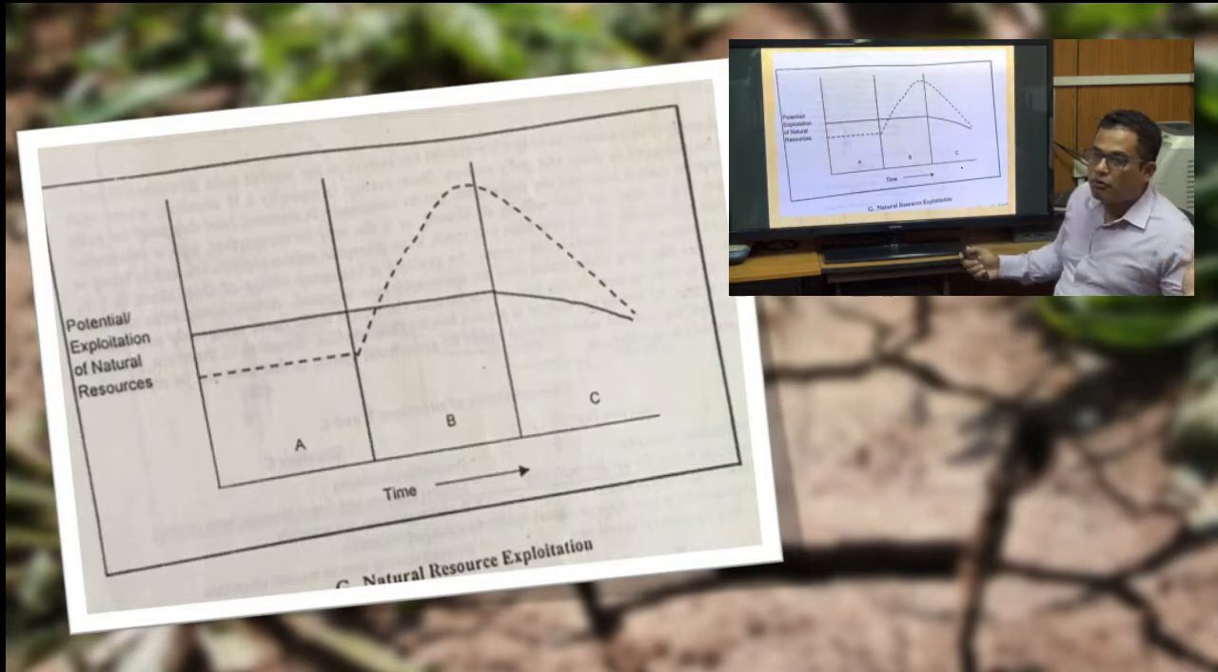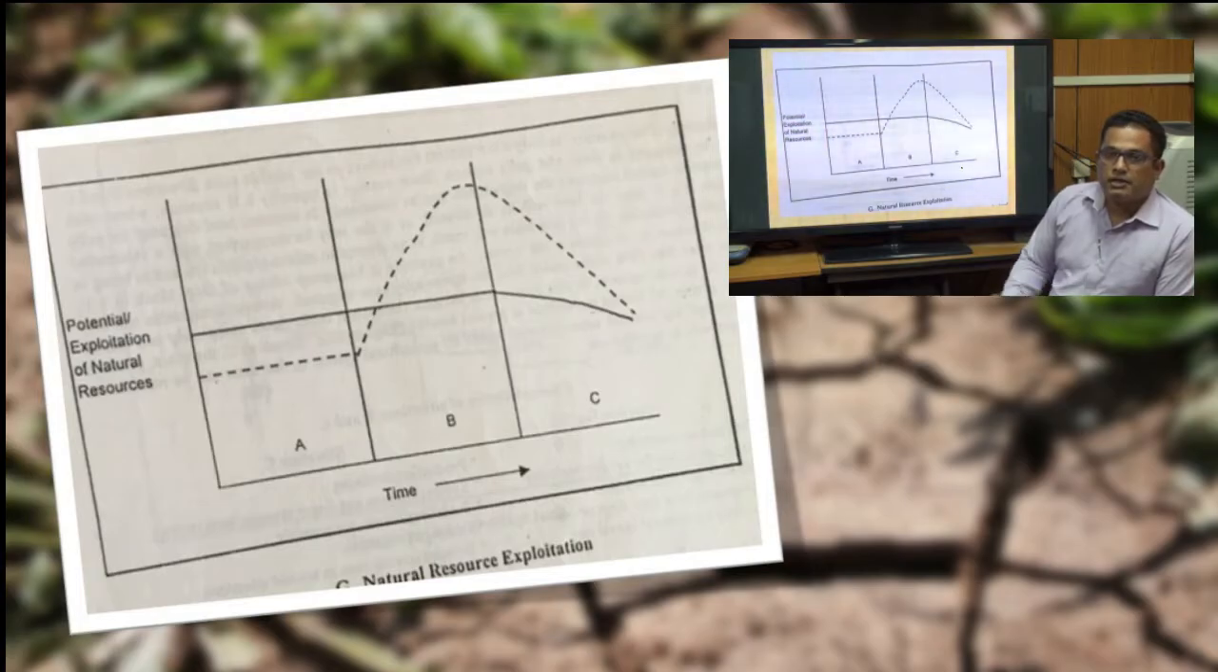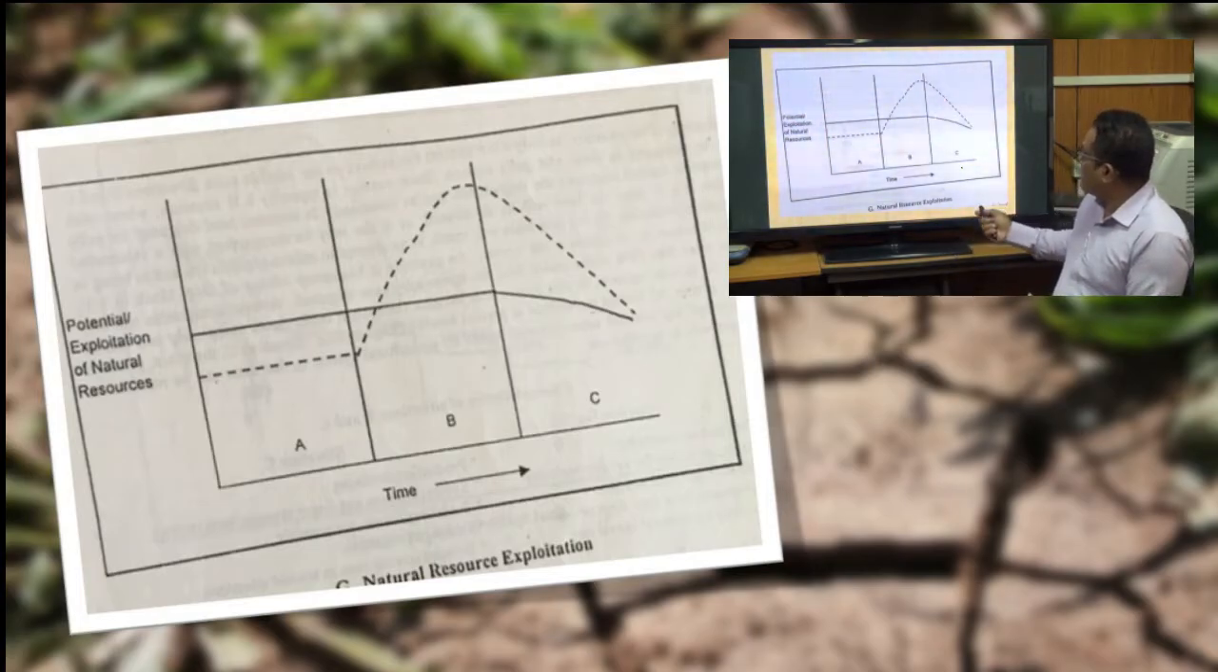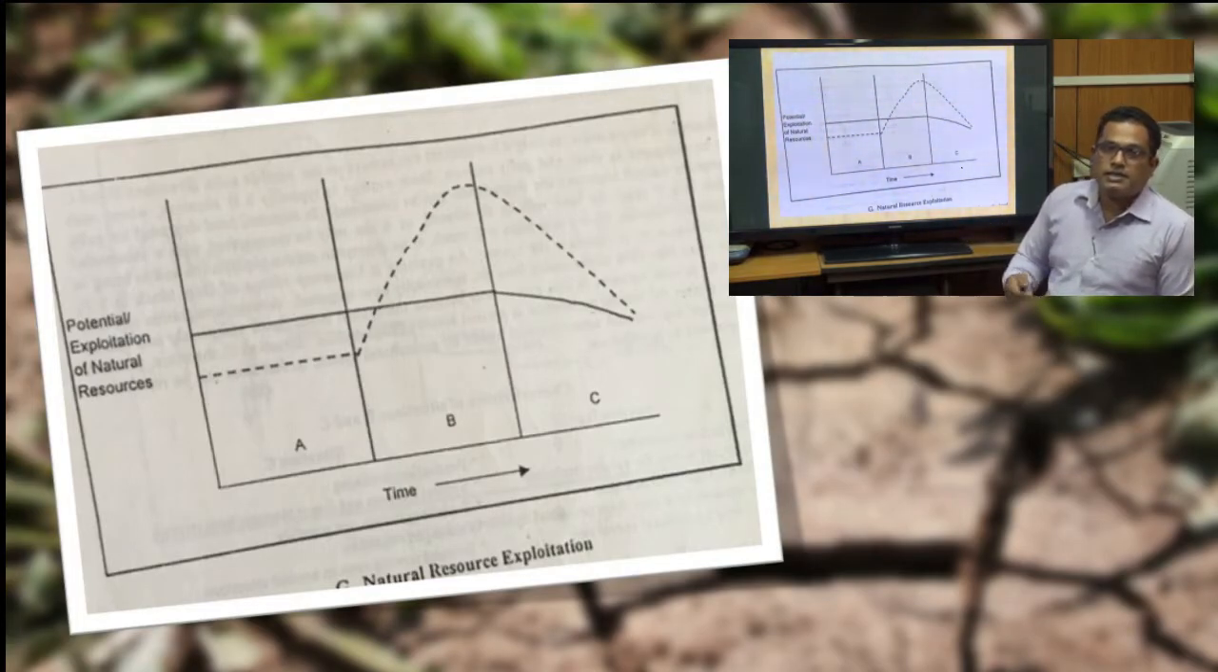That's why we have to go for environmental conservation, soil and water conservation, land and water conservation, maintaining the ecosystem, maintaining the biodiversity. This situation has arisen because the potential has become much less, and the exploitation, because of the lower potential, is even lower.